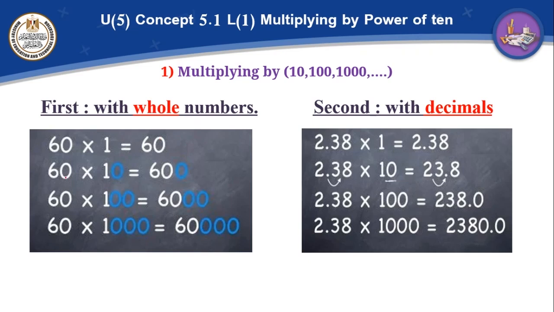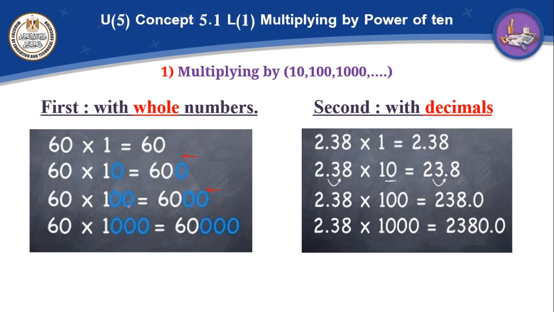Then 60 by 10. So here you have 2 0s. You put 2 0s from right to left. Or both 0s out and 1 by 60 equals 60. 1 times any number equals the same number. 60 by 100. Both 2 zeros from right to left. Then 1 times 60 equals 60. So you get 6,000.